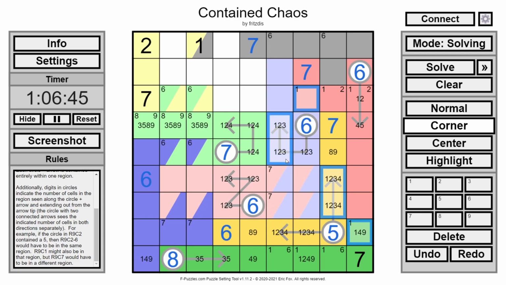Makes one of these a 1. Oh, no, that puts a 1 there. Never mind. I was going to say it breaks blue, but no, that puts the 1 in the corner. That doesn't quite do anything. Darn it.